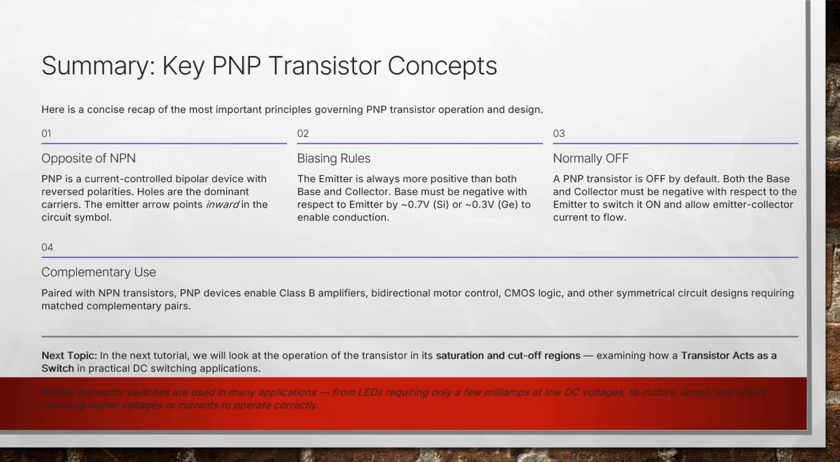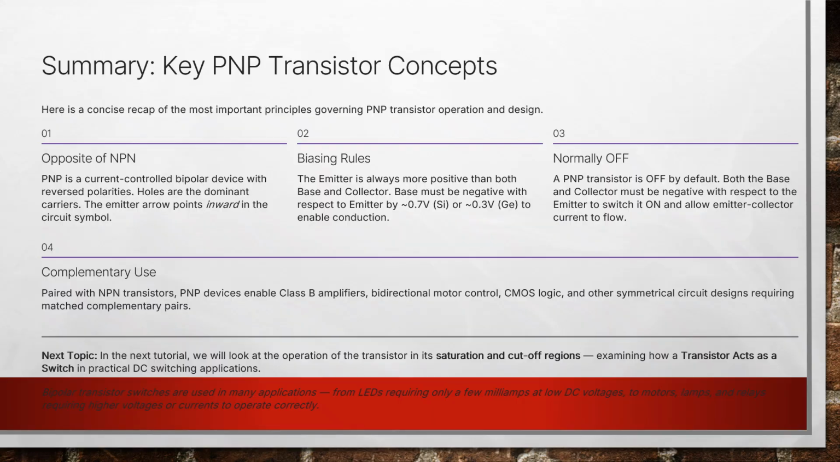Summary: key PNP transistor concepts. Here is a concise recap of the most important principles governing PNP transistor operation and design. 1. Opposite of NPN. PNP is a current-controlled bipolar device with reversed polarities. Holes are the dominant carriers. The emitter arrow points inward in the circuit symbol. 2. Biasing rules. The emitter is always more positive than both base and collector. Base must be negative with respect to the emitter by 0.7 volts for silicon, or 0.3 volts for germanium, to enable conduction.